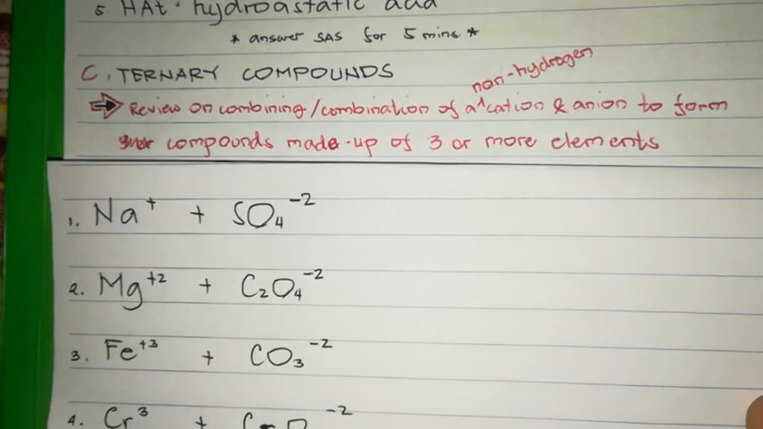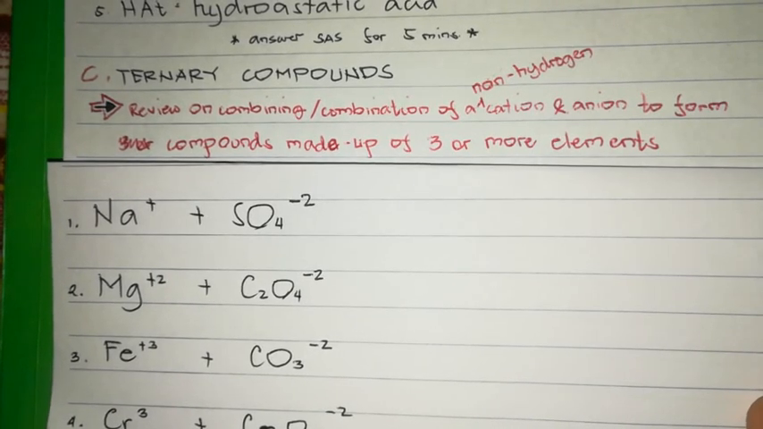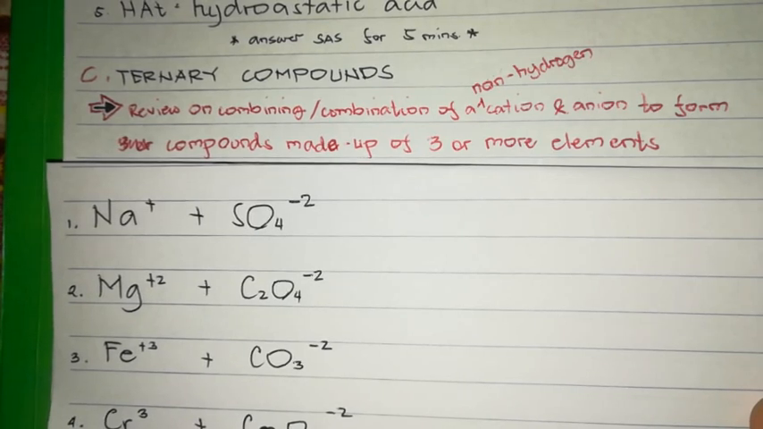Welcome to our last part of our discussion. Now we are going to discuss ternary compounds. When we say ternary compounds, these are substances which are made up of 3 or more elements.